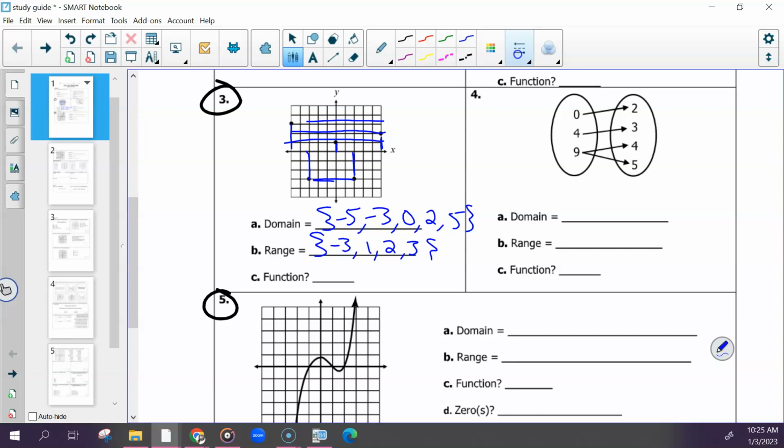And then, is this a function? Are there any x values that go to multiple y values? None of the x's repeat to other y values, so this is a function. Okay. Any questions on 3 before we move on to 5?